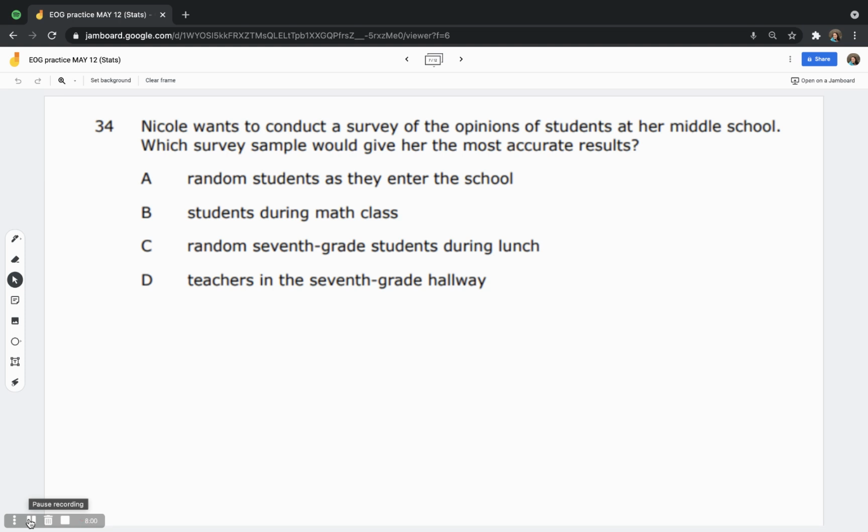So D says teachers in the 7th grade hallway, and we are surveying students, so that one would not work. C says random 7th grade students during lunch, but it doesn't particularly say any grade level. It just says that they are going to survey the opinions of students at her middle school. B says students during math class, so if we only survey students during math class, then we're excluding students who are in any other class, so that doesn't work. So A would be the best choice here, random students as they enter the school.